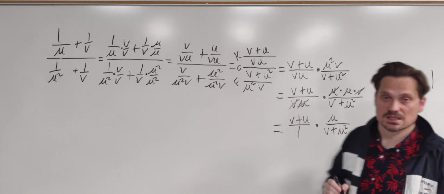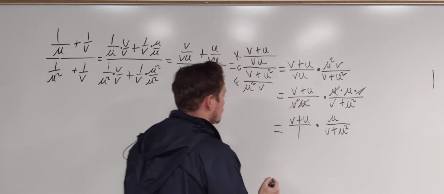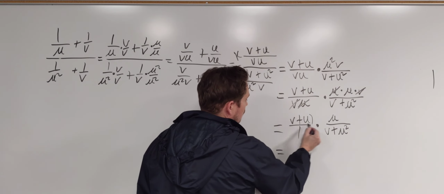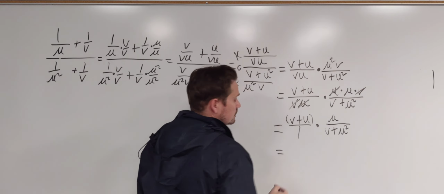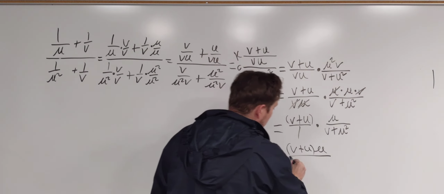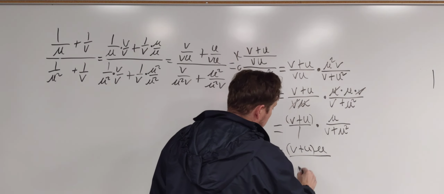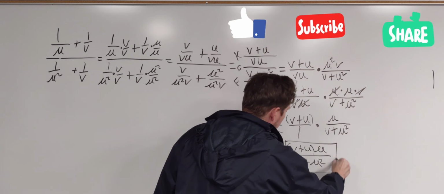And now to finish this up, take a look. You're going to have v plus u multiplying u. Imagine it's within a parentheses. So you have v plus u within parentheses times this remaining u divided by 1 times v plus u squared, which is still just v plus u squared, and then this right here, this is the answer, okay?